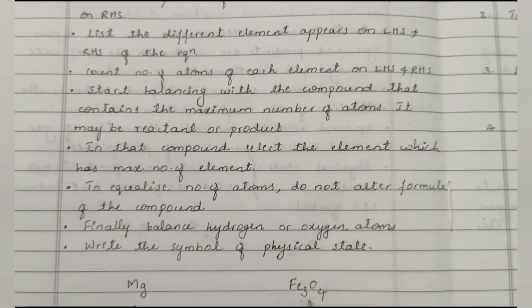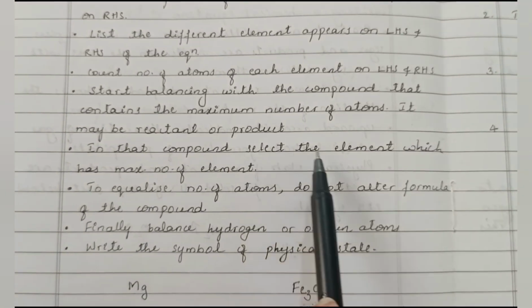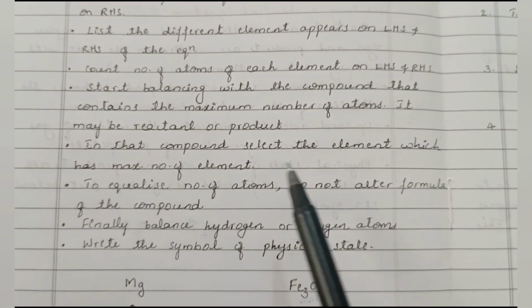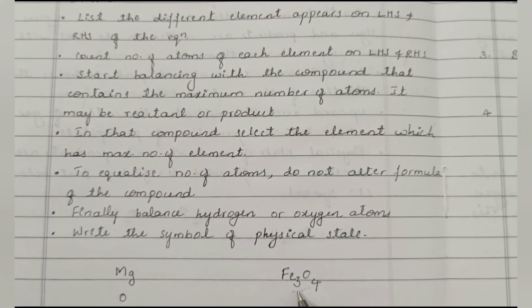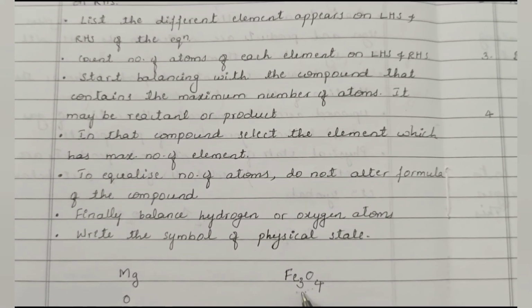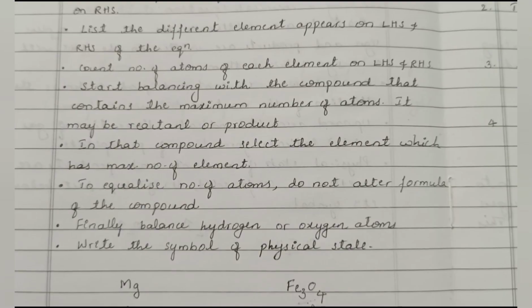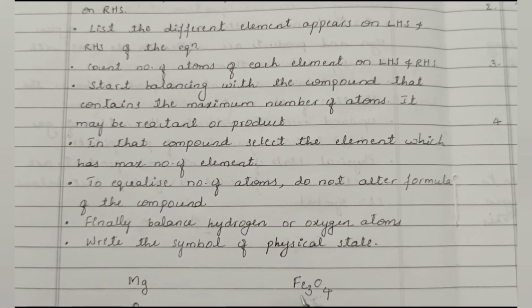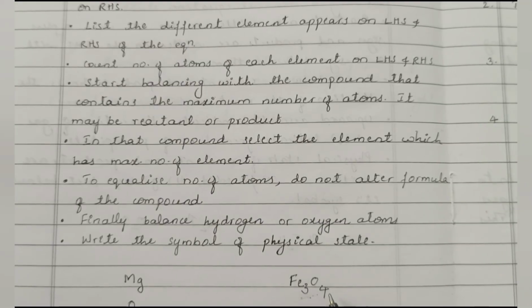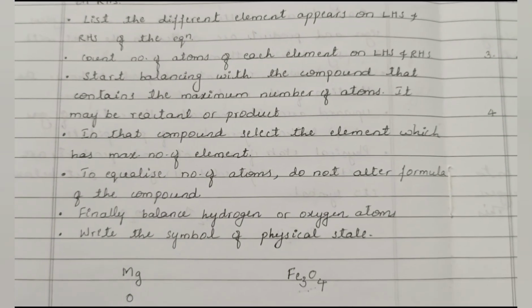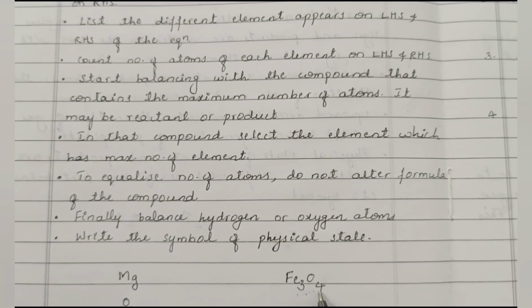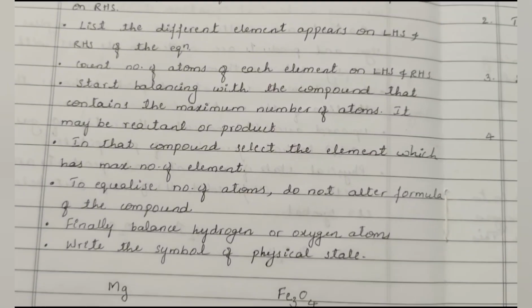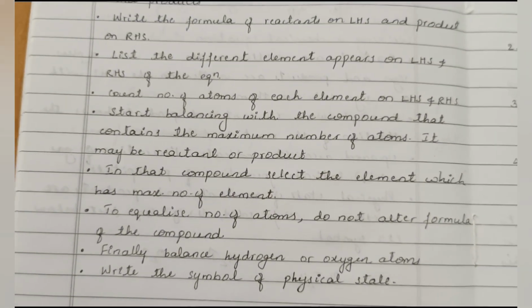You see this Fe3O4. Here, how many oxygen atoms are present? 4. Iron is 3, right? So you start the balancing with the oxygen atom. Why? Because in this compound, select the element which has the maximum number of atoms. In this case it is oxygen, right? So we have to start with oxygen.